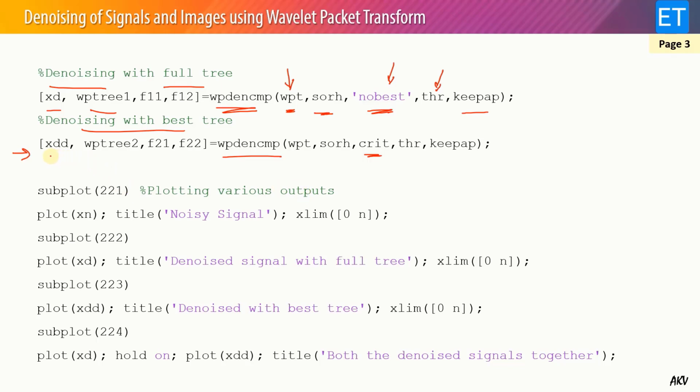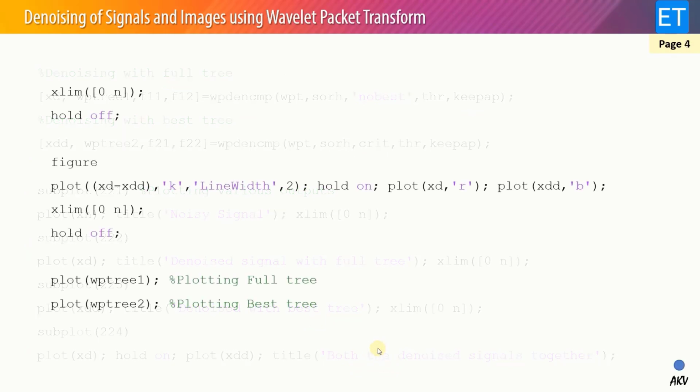So I will get that signal into XDD, and these commands are used for plotting various signals such as the noisy signal, denoised signals with full tree, denoised with best tree, comparison of both, and then the difference of both the outputs, and then plotting the wavelet packet decomposition trees, I mean the full tree and the best tree. So let me run this program and see what type of output I will achieve.